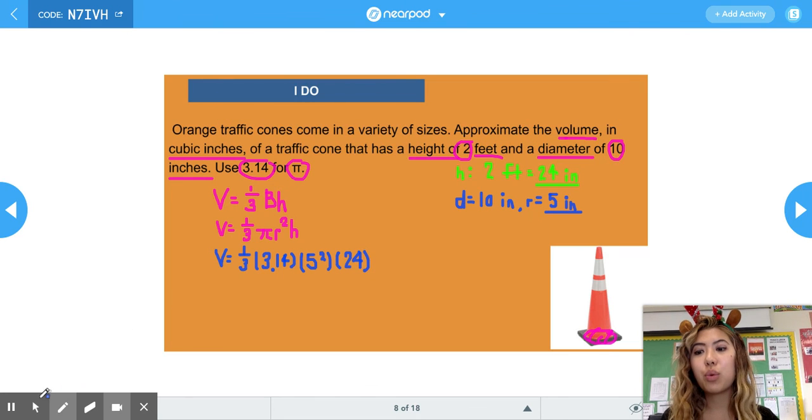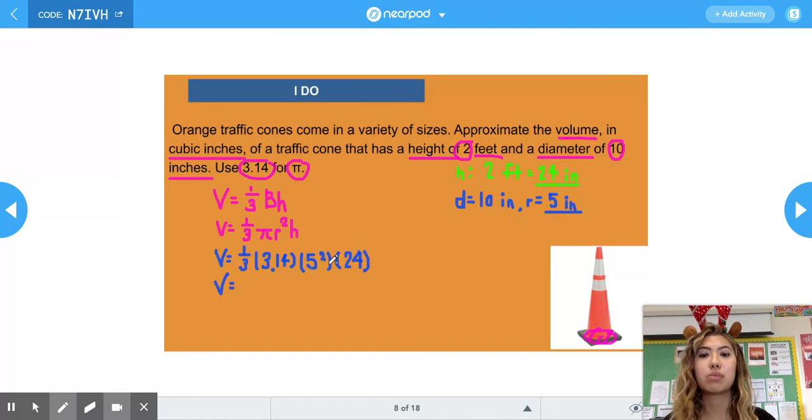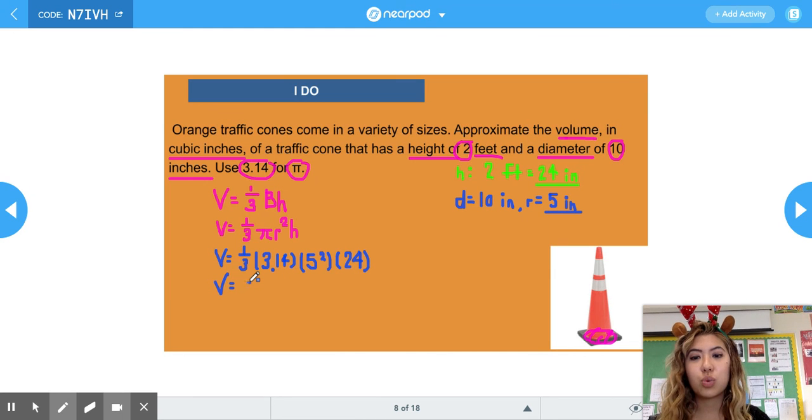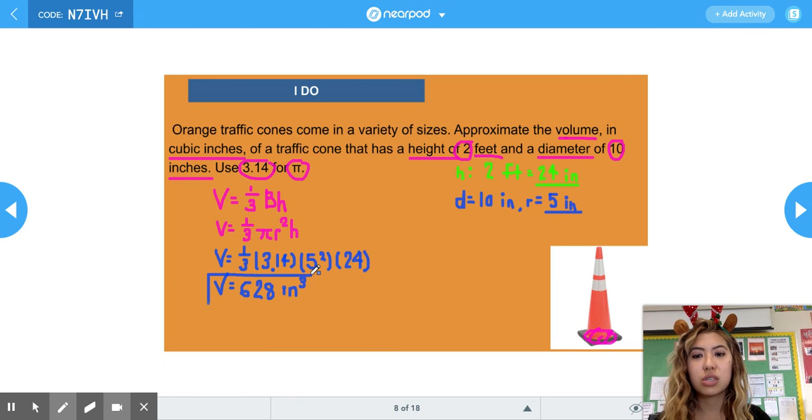So remember that when we're multiplying this, we are not multiplying 1/3 times 3.14 times 5 times 24. We have to multiply the 5 twice, since it's radius squared is what the equation is. So when we do that, we get about 628. Our unit for this problem is going to be inches, since that's what they asked us to find it in. And since it's volume, it's going to be inches to the power of 3, which is also called inches cubed.